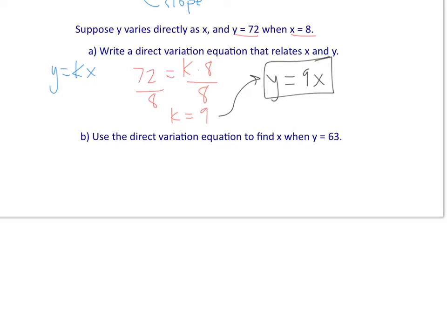Part B says use the direct variation equation to find x when y equals 63. So now we know that y is 63 and we know that k is still 9, so we need to solve for x. So we just plug in the values that we know, solve for x, so I will divide by 9, so I get x equals 7. Simple as that.